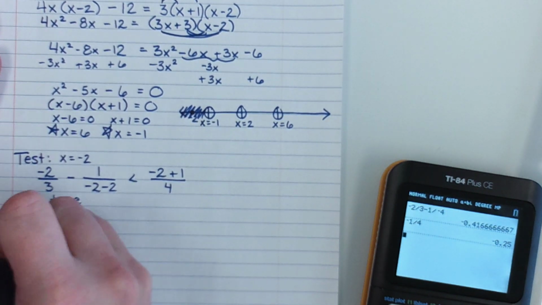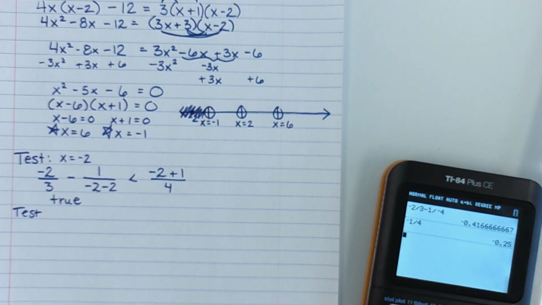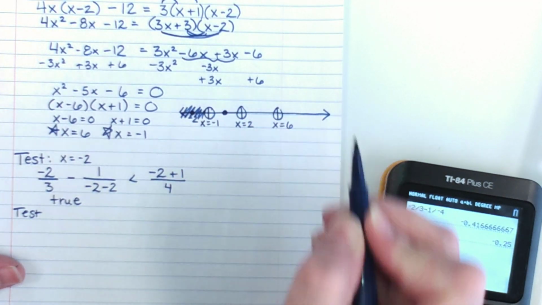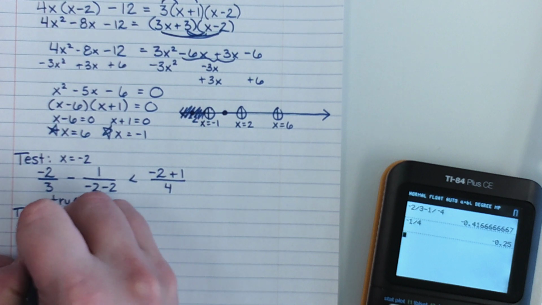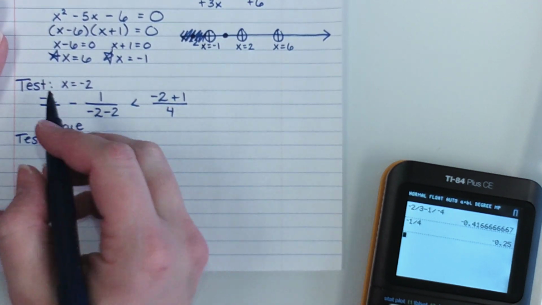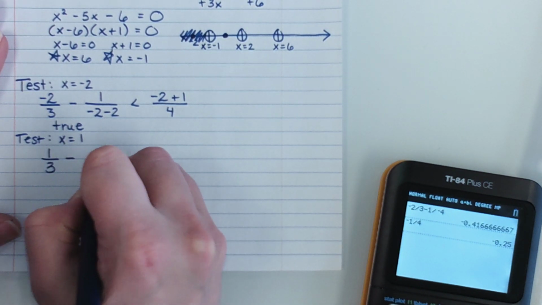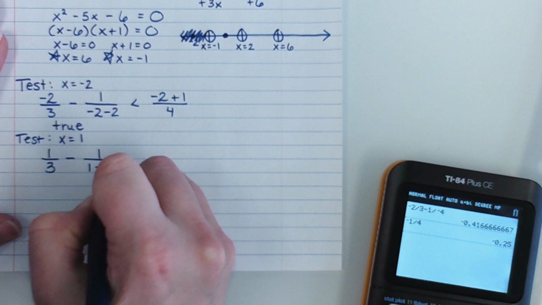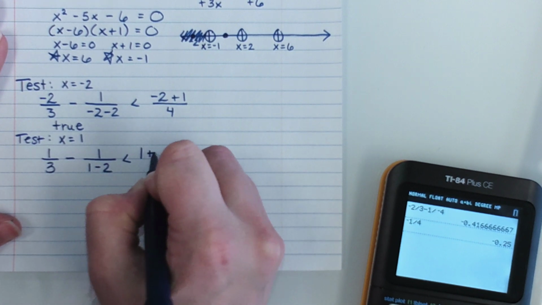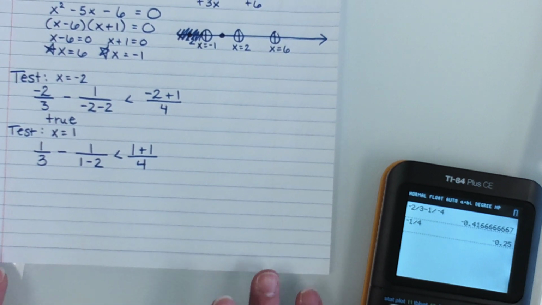What do you want me to test here? 1. Oh, you were answering my question. Okay. If you want to do 1, you can. Personally, I probably would have done 0. People tend to forget 0. That's why I mentioned it.